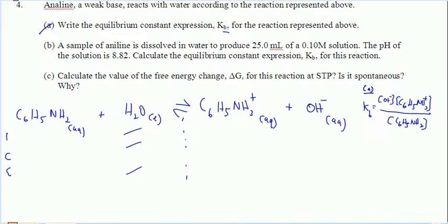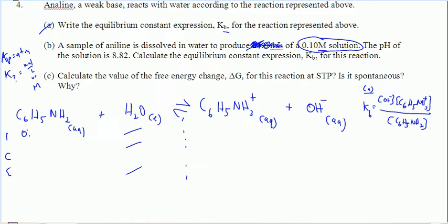A sample of aniline is dissolved in water to produce 25 milliliters of a 0.1 molar solution. This is just the size of the container. Don't worry about that. That is the concentration of the solution. Remember, Kp needs to be in atmospheres, but if it's not Kp, K, anything else, it needs to be in moles per liter, or molarity. That's what goes in the ICE chart.